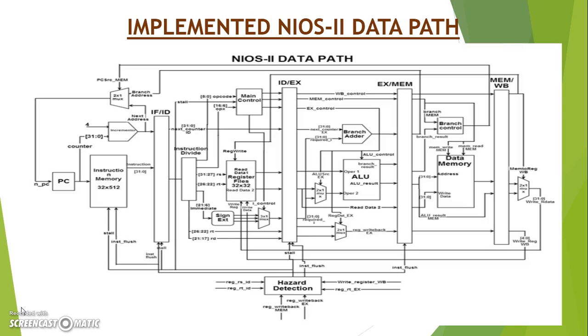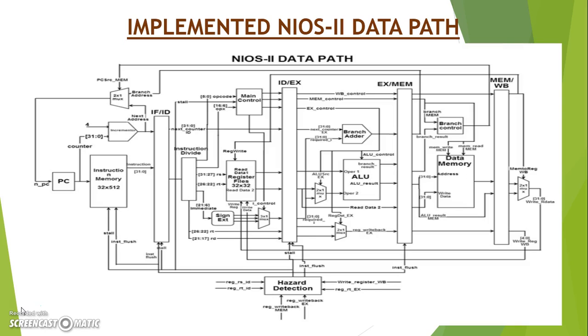This slide shows the data path of the implemented design. The data path is divided into 5 stages. The very first stage includes the PC block, which is a program counter that points at a location in the instruction memory that holds the instruction. And the incrementer performs the task of incrementing the current address by a value of 4.